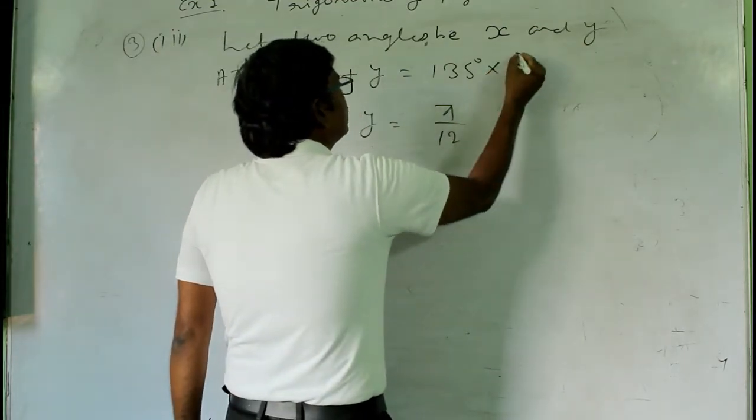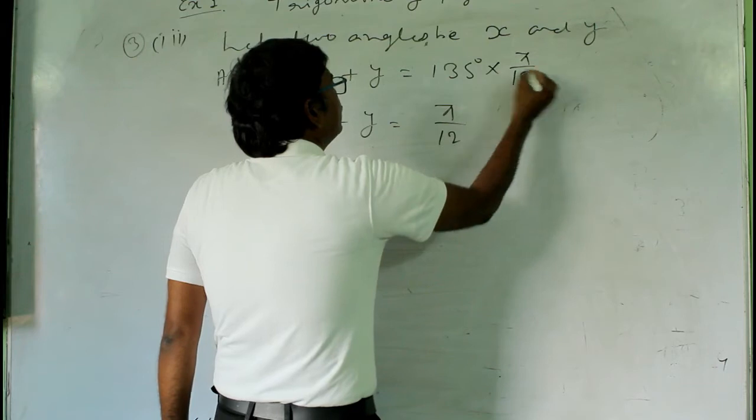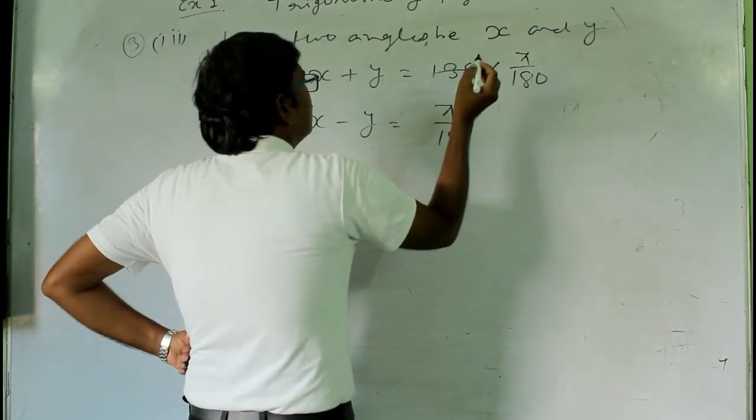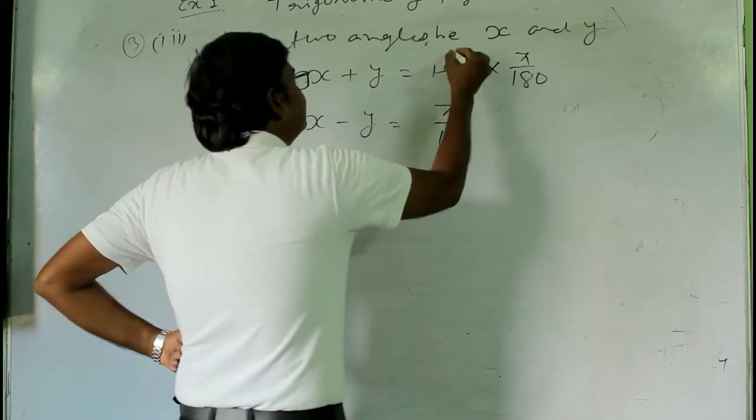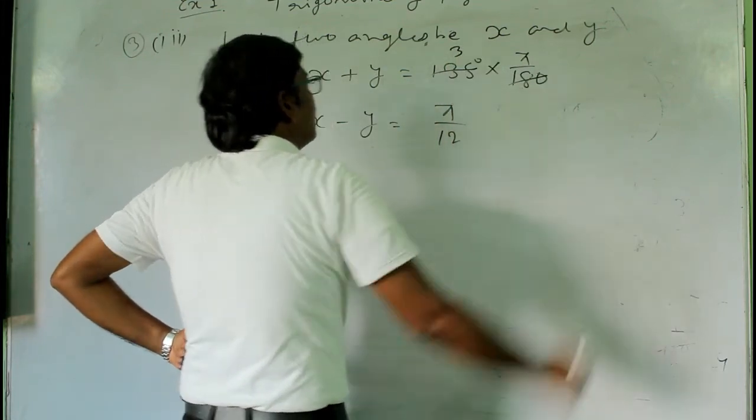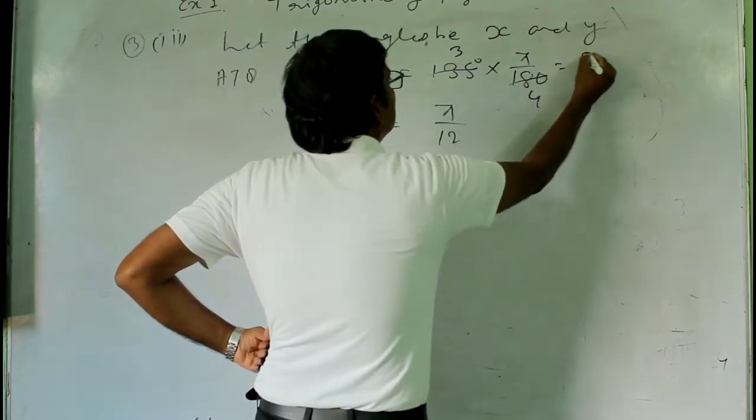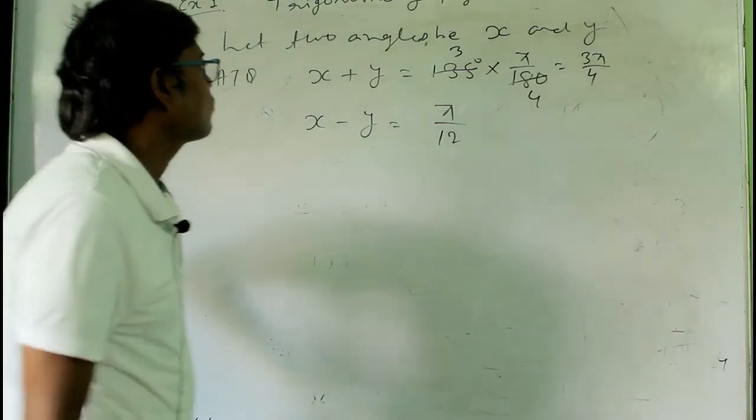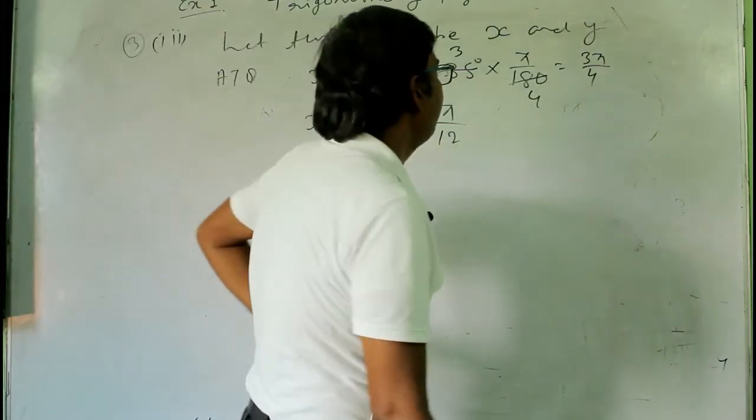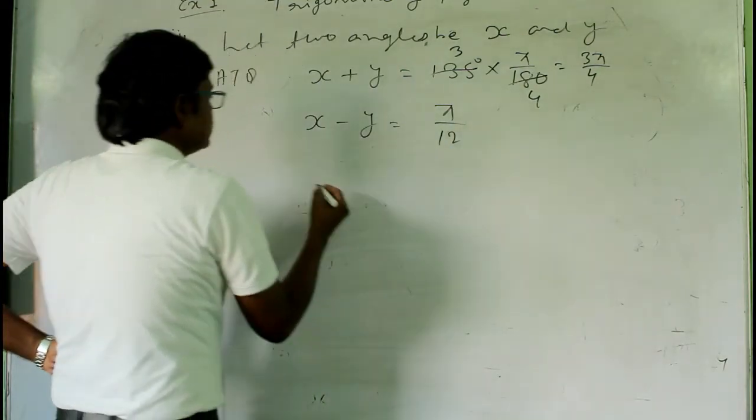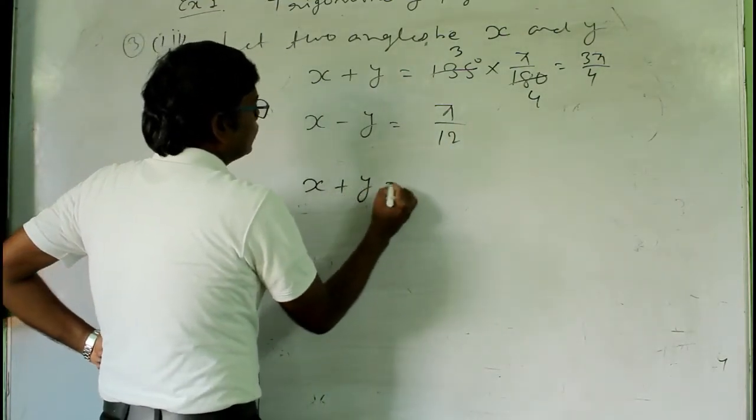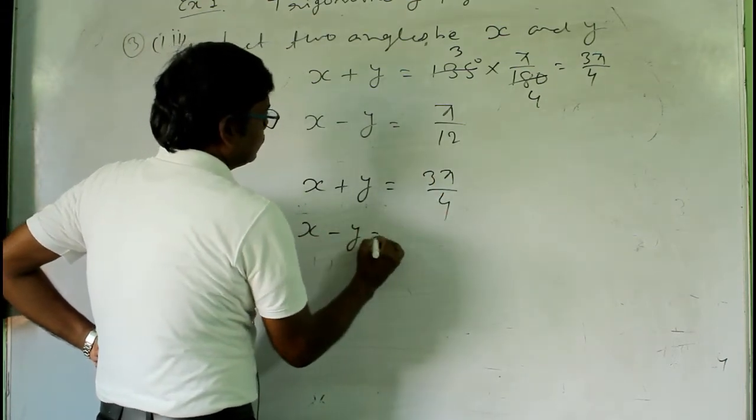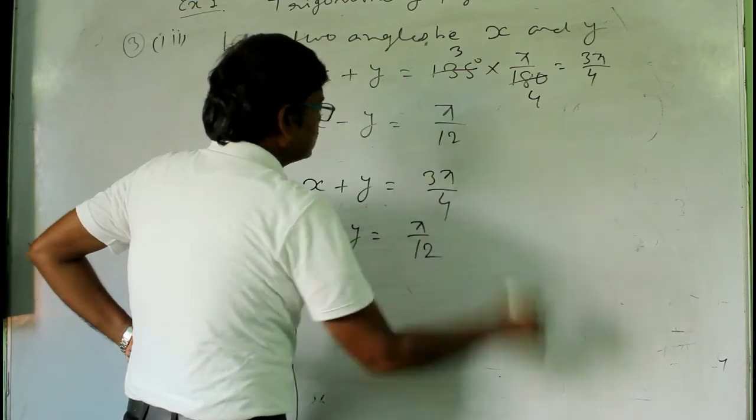Okay. So because here pi by 180, now cancel out here. That is 45 3s and 45 4s. So it will be 3 pi by 4. Okay. Now you have this equation. So you have x plus y equal to 3 pi by 4 and x minus y equal to pi by 12. Now these are the two equations.